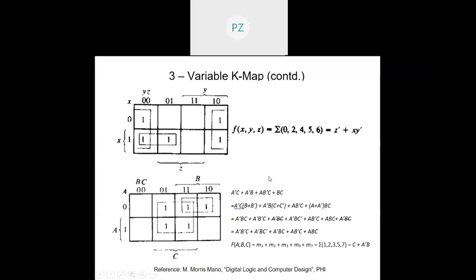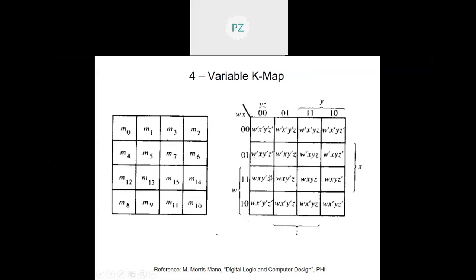But in the case of a 4 variable K-map, they can only have this particular form. So wx, 2 variables on this side, 0, 0, 0, 1, 1, 1, 1, 0. The sequence will be this. Similarly here, 0, 0, 0, 1, 1, 1, 1, 0. So that the adjacent columns or the adjacent rows vary in a single bit. Only then they can be combined and minimized, right?